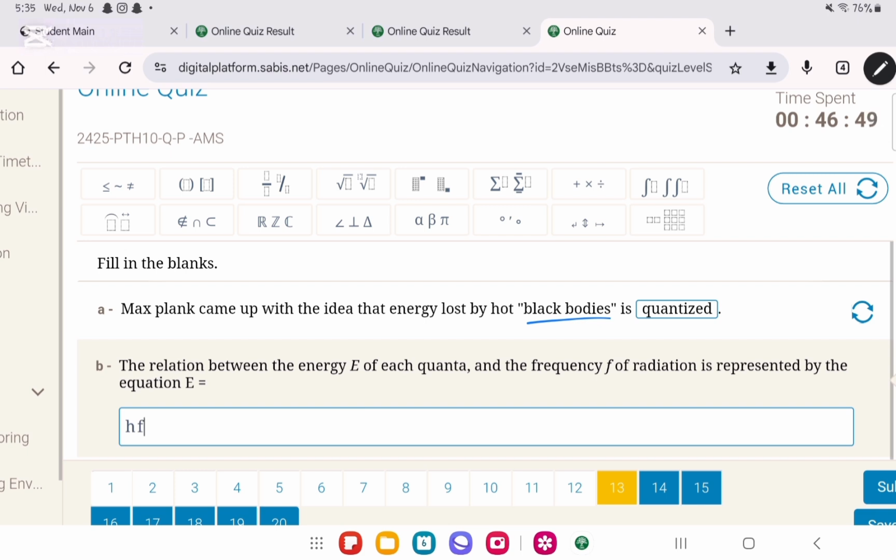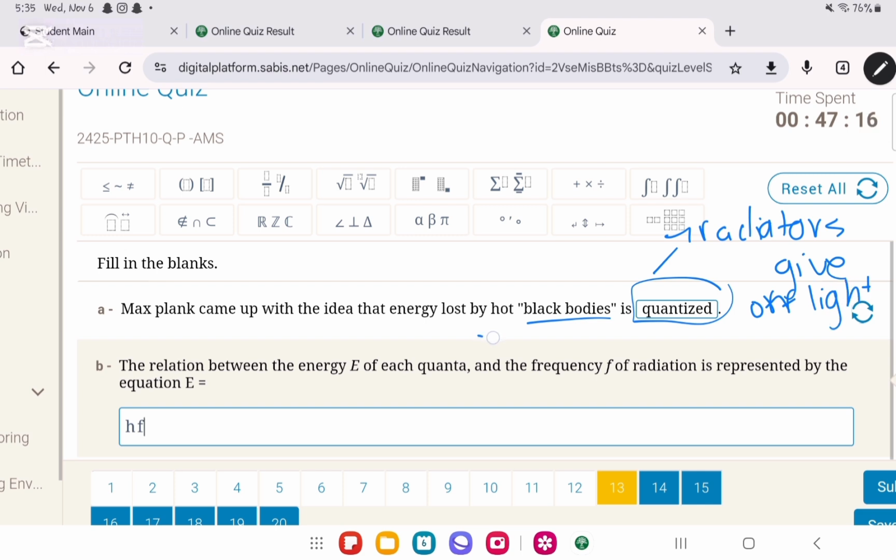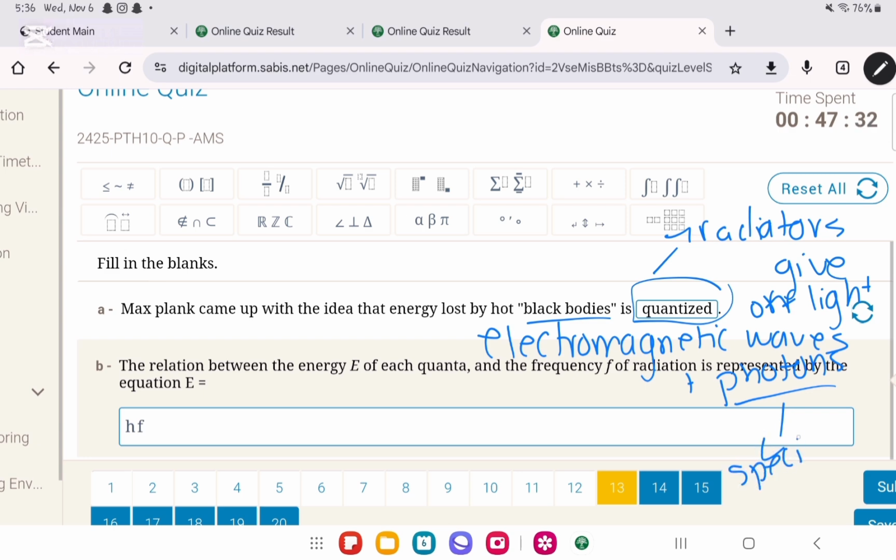Why? Because black bodies absorb the most and they are the best absorbers, and we know that the best absorbers are the best radiators, and we talked about radiators. We said that the energy lost by radiators is quantized. Why exactly is it quantized? He's basically saying that because radiators give off light, and we know that light is electromagnetic waves plus photons, he is telling us that each photon has a specific color.